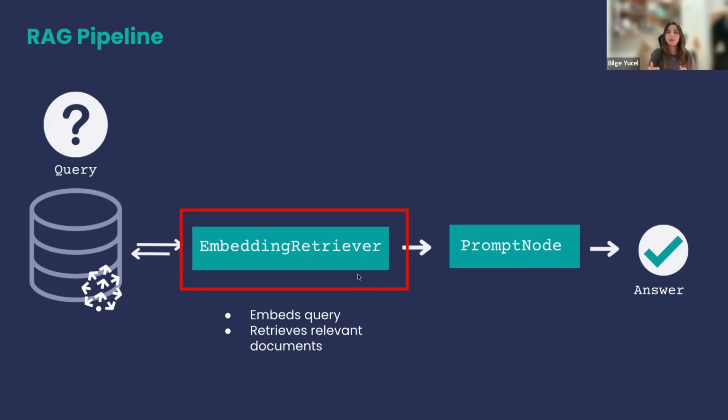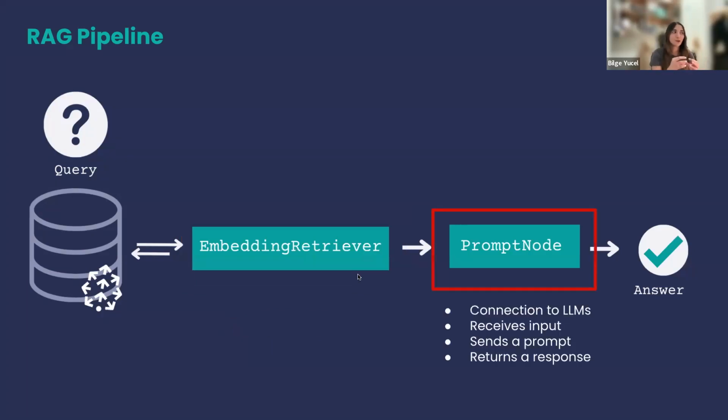This one embeds the query, so it creates the embedding for the query, and then sends this query to Pinecone, and Pinecone calculates the similar documents, so it calculates the similarity and returns the relevant documents to our query. And then we'll send these documents and the query to the prompt node. The prompt node here is our connection to the LLMs. It can receive inputs from other components or from the user, such as the query. It sends the prompt to the LLM and then returns the response as the answer. So this is how you would implement a RAG pipeline in practice. But let's see the code.